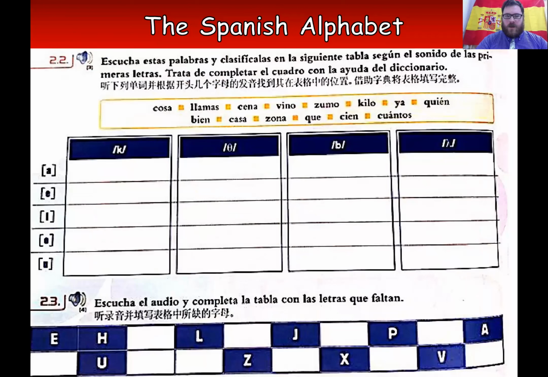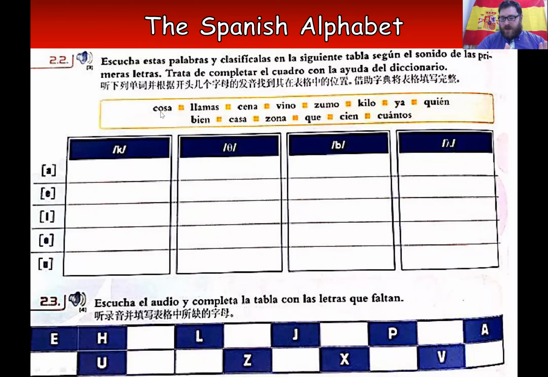Okay. And this part here, also listen to the audio. There's audio number 3. So you can just pause this video, work on this in your workbook. All right. And this is audio number 4. Listen to the audio and complete the table with the letters. Okay. I'll go ahead and read these. So this audio will be in the Spain accent. Okay. K, th, b. And this is also y, right?